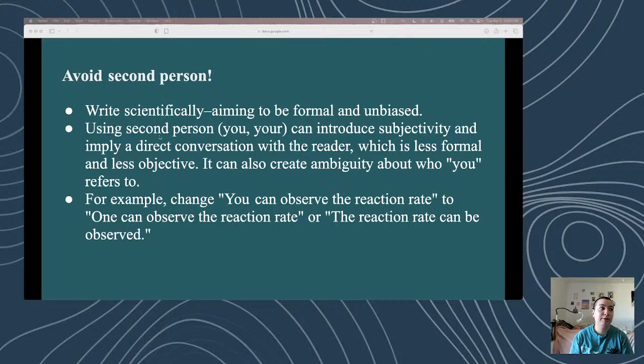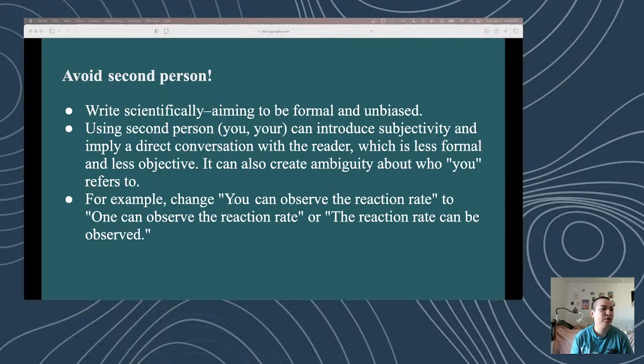Write scientifically, aiming to be formal and unbiased. It's not true that we're all objective, but we were aiming to be formal and unbiased. So using second person, saying you or your, can introduce subjectivity and imply direct conversation with the reader, which is less formal and less objective. It also creates ambiguity about who you refers to. Like me, when I go to the doctor, I'm grading some of your papers in second person. I'm like, me? So avoid second person.